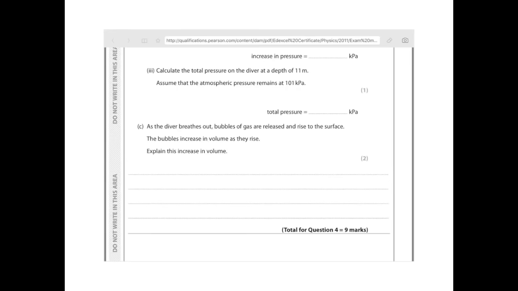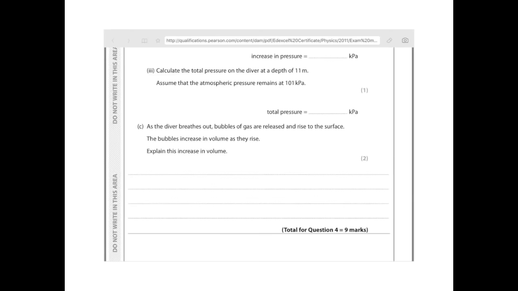And what that does, because remember, if it's warmer, the particles vibrate more, and therefore the pressure will increase inside the bubble, which leads to its volume increasing. Or you could give an argument to do with the fact that pressure decreases closer to the surface. Always provide an equation in this case, so that would be pressure equals height times density times g. And then you would state that the PV value is constant for a fixed mass of gas.